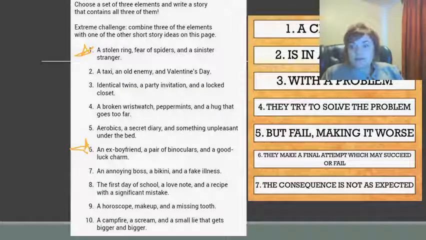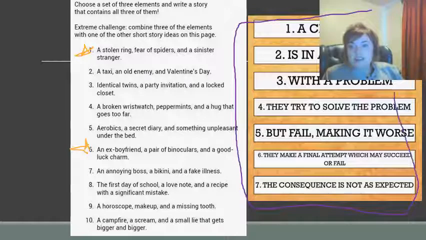Really, this is what I need you to pay attention to. Here are the basic elements of a short story. A character is in a situation with a problem.